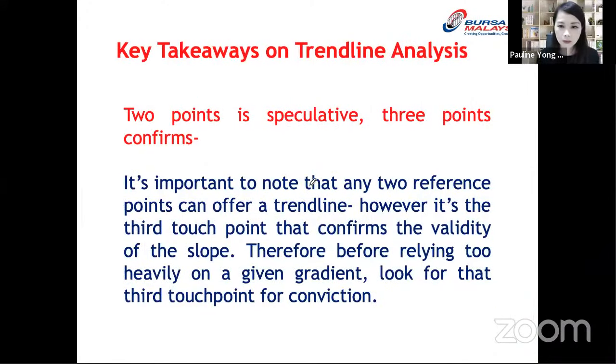Here are some of the takeaways. When I talk about this takeaway, I actually do the summary of what we have learned today. Key takeaways on the trend line analysis. Two points is speculative, three points is confirmed. When you draw the trend line, sometimes you can connect two points only. Two points is good enough, it's the minimum. However, if you can have three points, that is more valid than two points, because after all, the price action touches that line three times. So this is number 1.